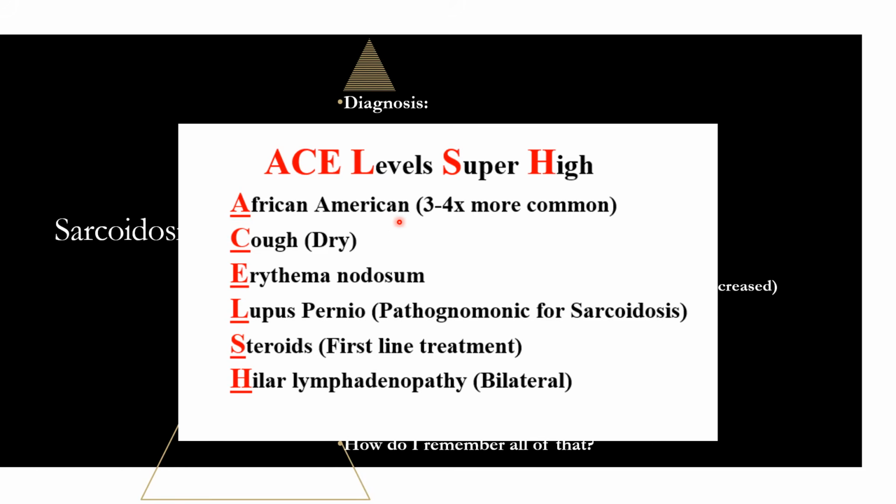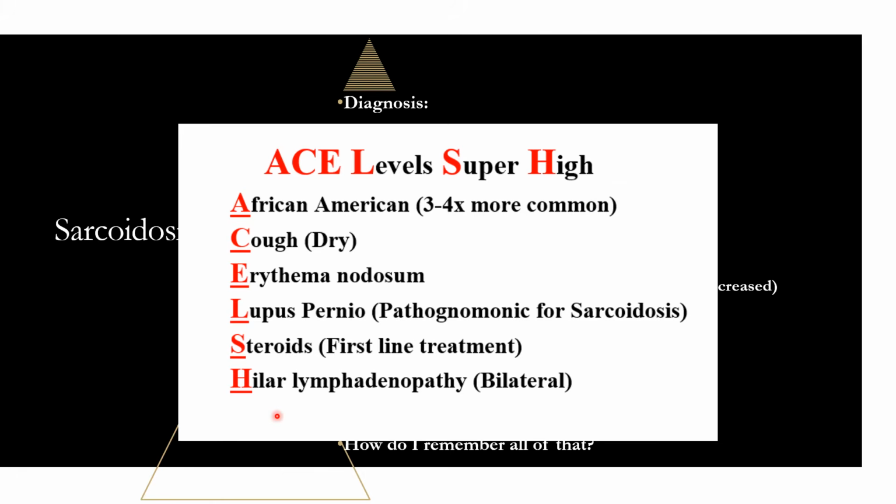A stands for African American, because remember it's 3 to 4 times more common in African American patients. C stands for cough, dry cough. E stands for erythema nodosum. L stands for lupus pernio. Remember that's pathognomonic for sarcoidosis. S stands for steroids, your first line treatment.